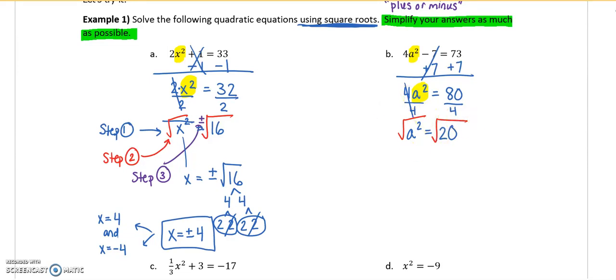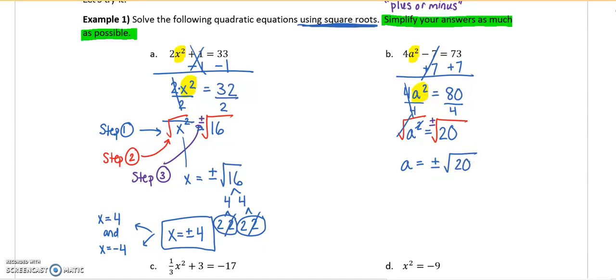And when I do that, I am also going to add in the plus or minus. I like to do it right there so I don't forget. Because sometimes you wait till the end and then you want to circle your answer and move on. But if you do it right then, you won't forget to do it. Okay, so here the square root and the square cancel out, so I'm just left with a. And then I have plus or minus the square root of 20.